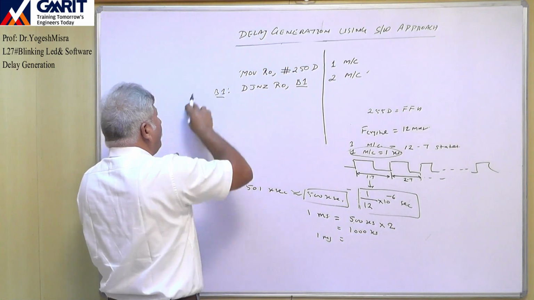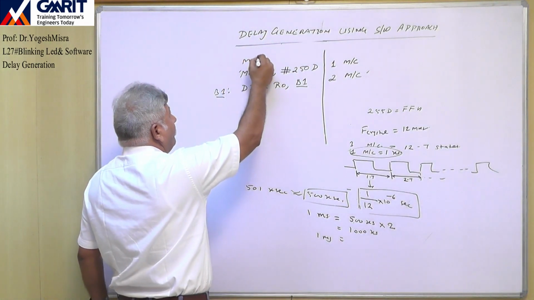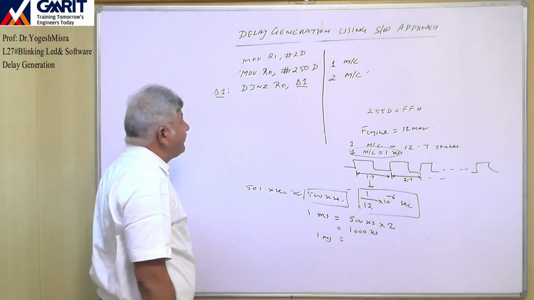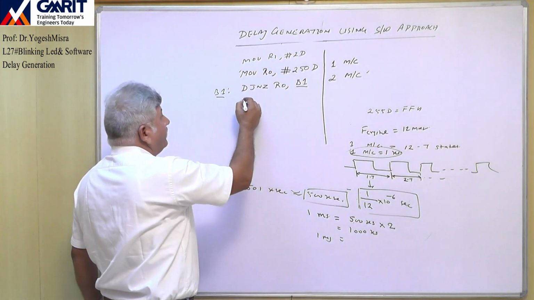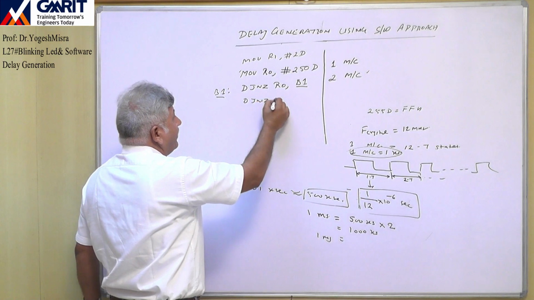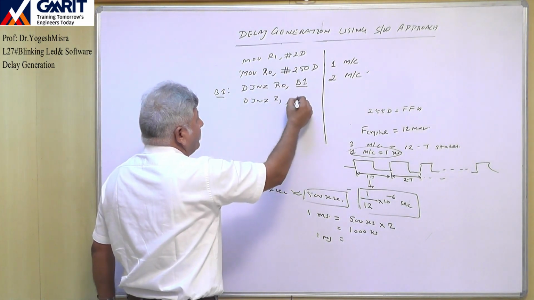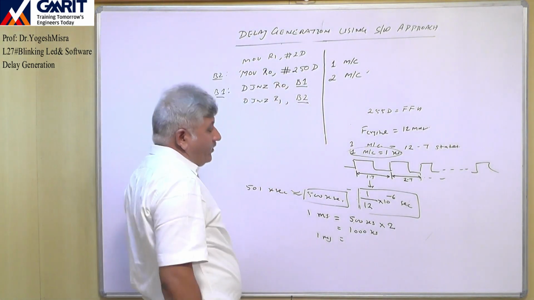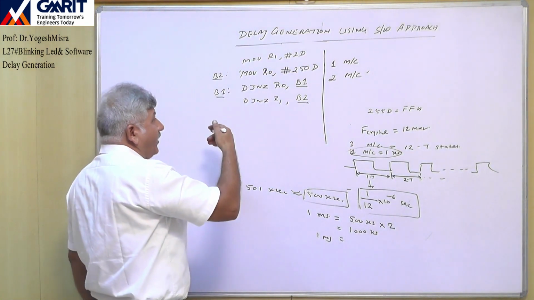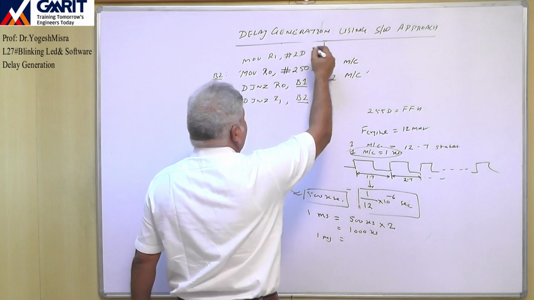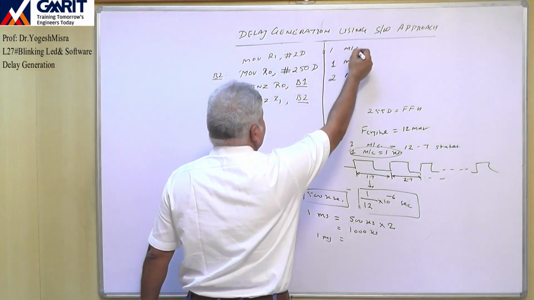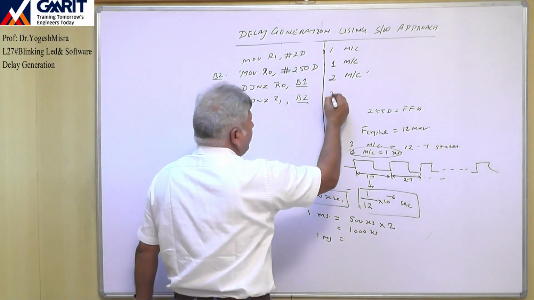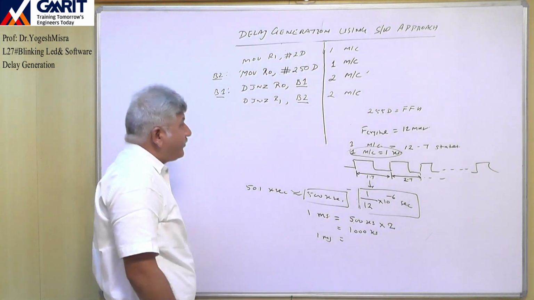For that, we will use another register now. MOV R1, in that I will load the value 2D. And here DJNZ R1: I will decrease this, and if R1 is not 0, go to label B2, and B2 is this label. Now you see what will happen. This instruction executes in 1 machine cycle, this is two machine cycles, and DJNZ, as I already told you, requires two machine cycles.